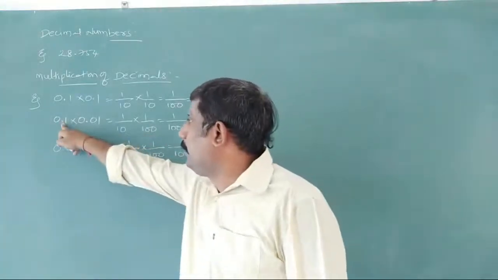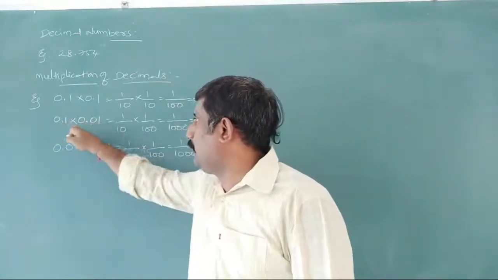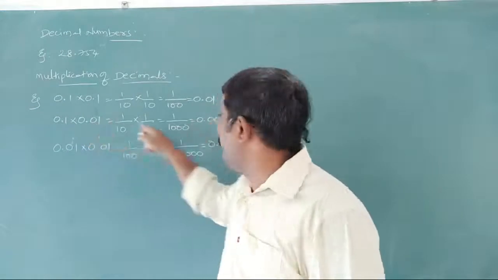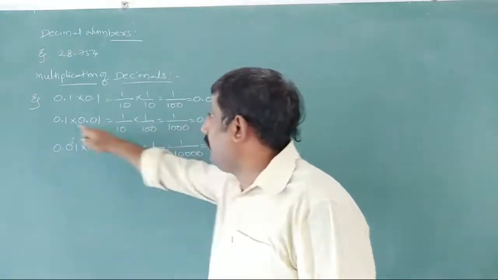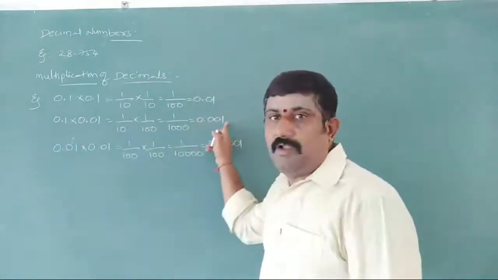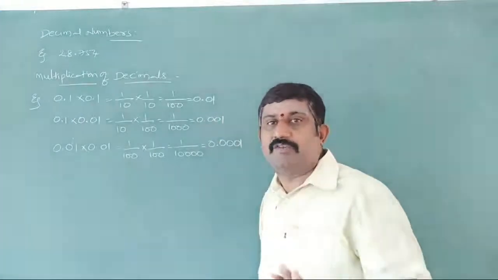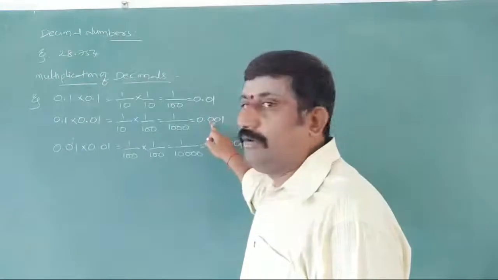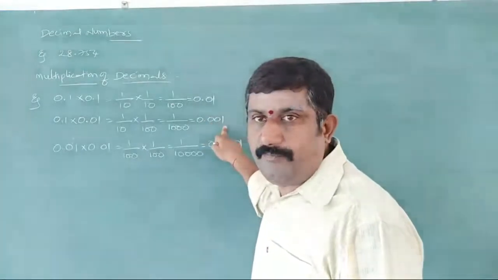Similarly, 0.1 into 0.01. 1 place, 2 places, totally 3 places we have here. So we should get 3 places here, and 1 ones are 1 we have here, only a single 1. So keep another 2 zeros before 1. So 0.001 we are getting now.